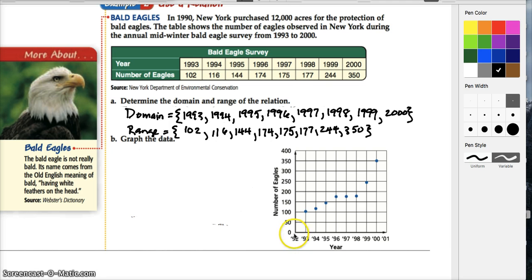And also, we didn't start at year 0. We started at maybe 1992 to make that the beginning year, even though our first bit of information was the first year that they showed, 1993, and we had that information. So this is typical of making sure that we can see all of the data in our graph.